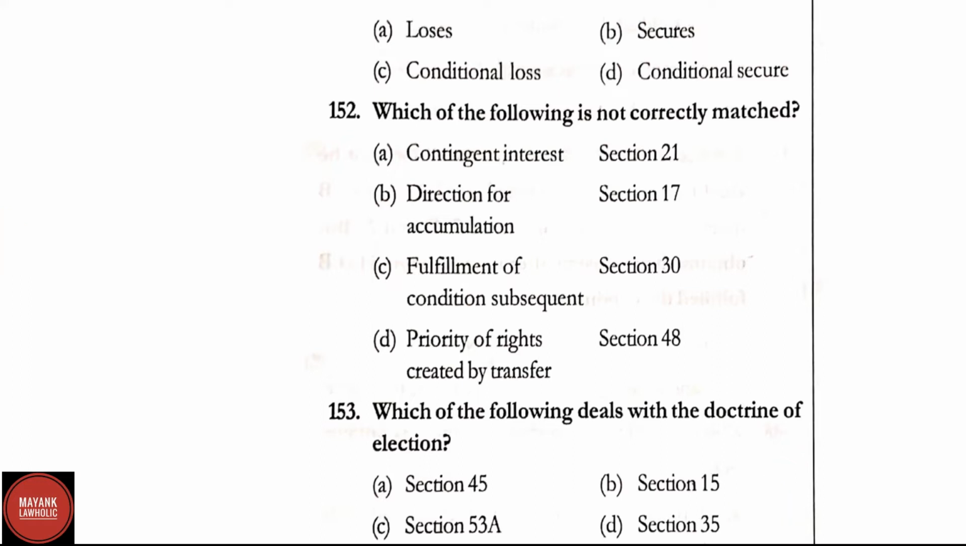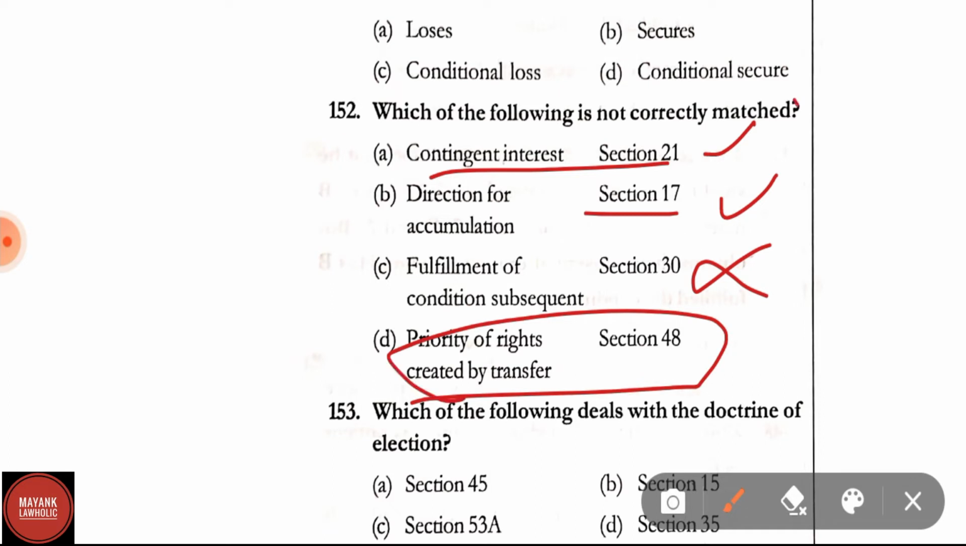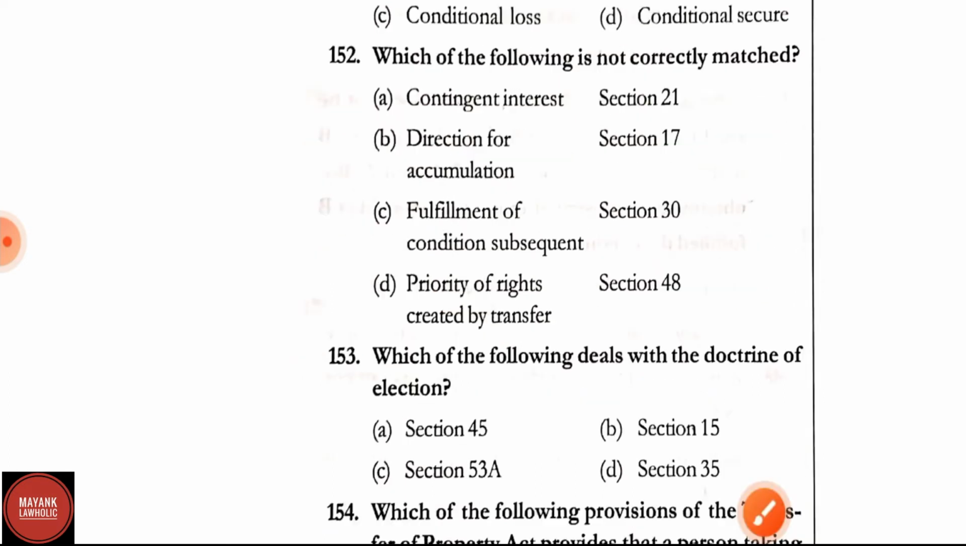Options are contingent interest, section 21; direction for accumulation, section 17; fulfillment of conditions subsequent, section 30; priority of rights created by transfer, section 48. Here it has been asked which of the following is not correctly matched. Option C is not correctly matched.